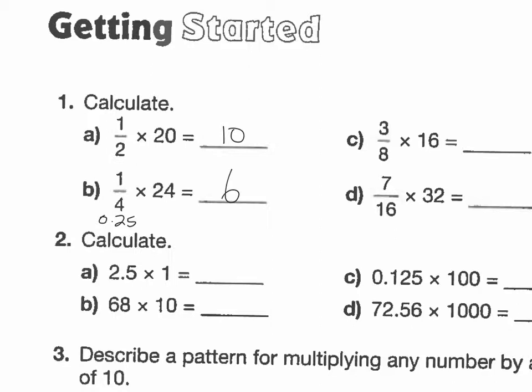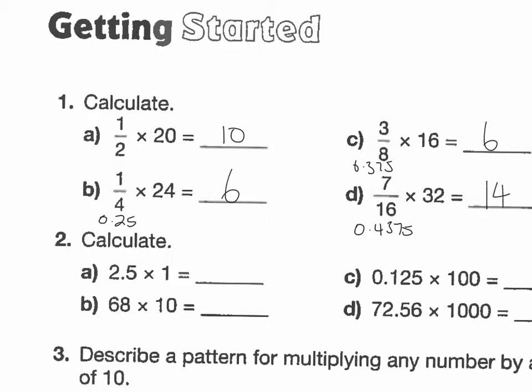Over here, 3/8, so you'd go 3 divided by 8. That equals 0.375. And you're going to multiply that by 16. And you get 6. And 7/16, so 7 divided by 16, that'll get you 0.4375, and you multiply that by 32, and you get 14.